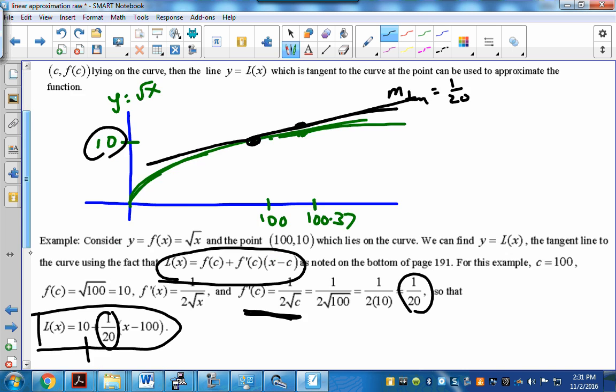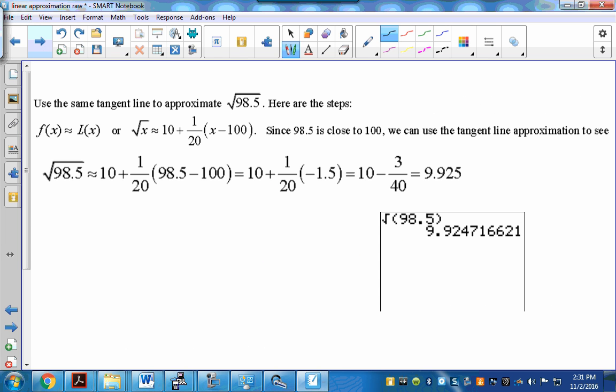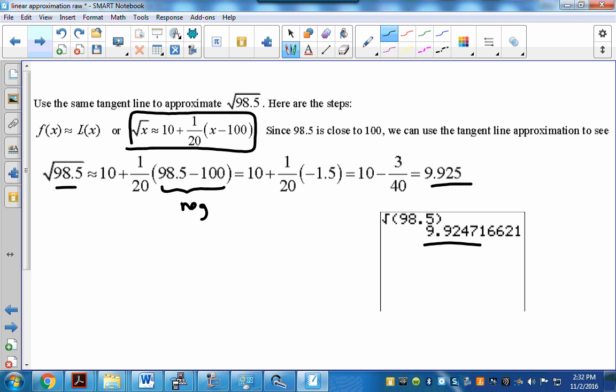Let's try another one. Okay, so again, 98.5 is close to 100, so I'm using the exact same tangent line to approximate this. Here's the square root of 98.5, which is about 10. But now notice that when I put 98.5 in here, this is negative, so I'm taking away a little bit. It's a little bit less than 10, and 10 take away 340, this gives me that. This is what the calculator gives me. Is my tangent line approximation too big or too small? Too big. Again, isn't the tangent line above the curve?